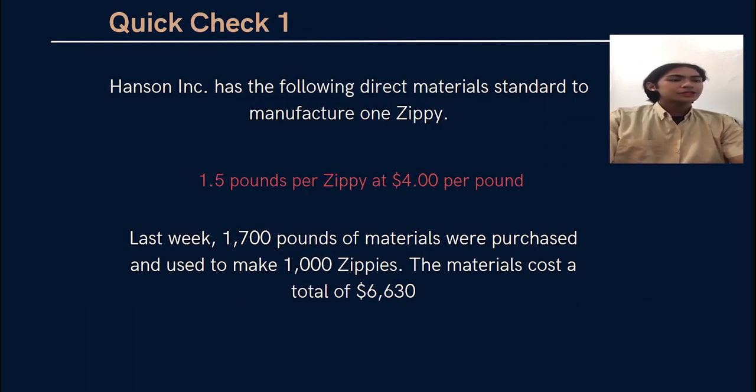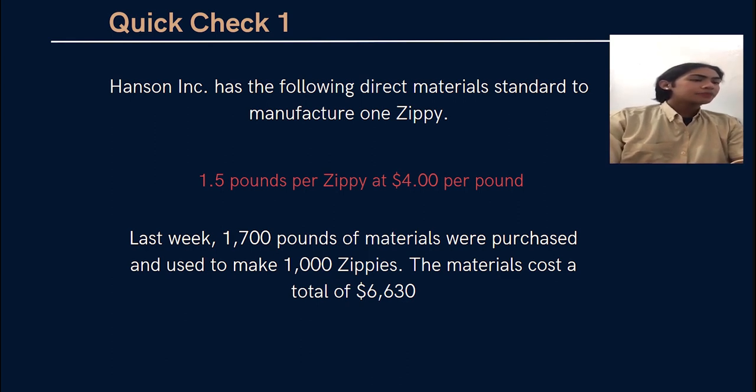Another example naman po. Hanson Incorporated has the following direct material standard to manufacture 1 CP. 1.5 pounds per CP at $4 per pound. Last week, 1,700 pounds of materials were purchased and used to make 1,000 CPs. The material costs a total of $6,630.